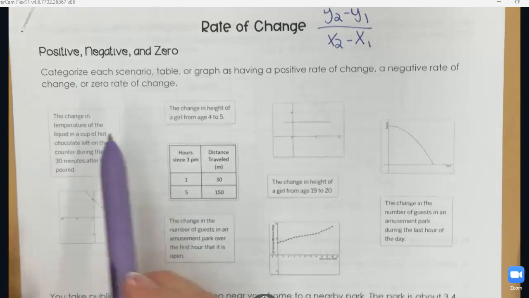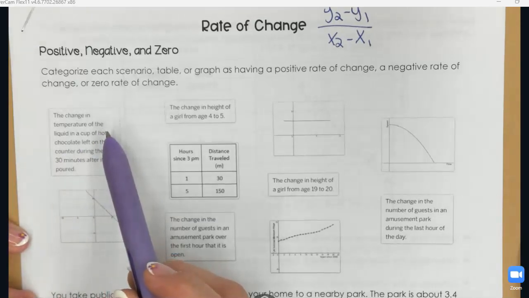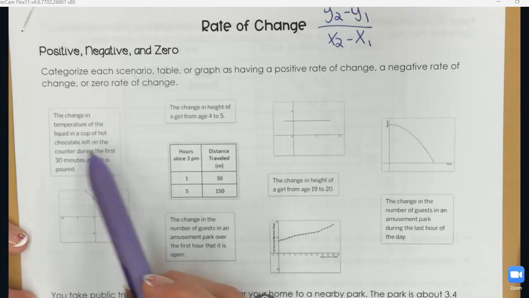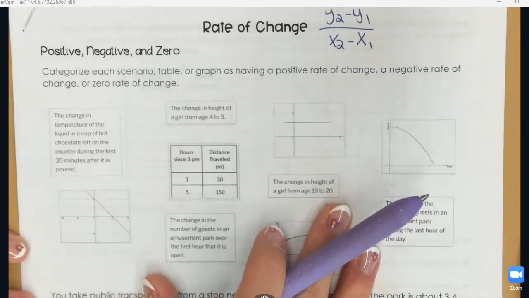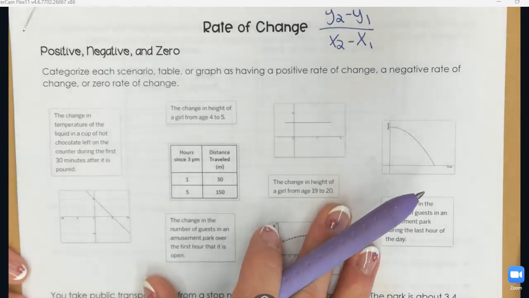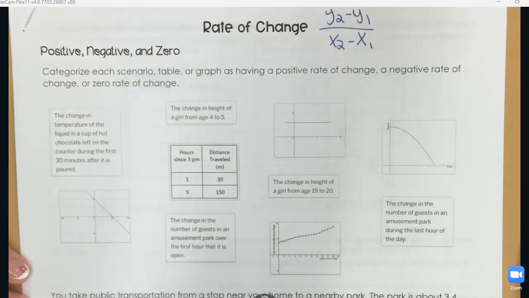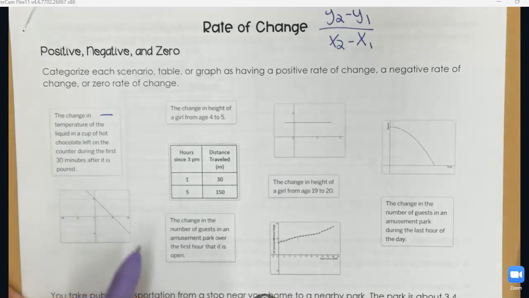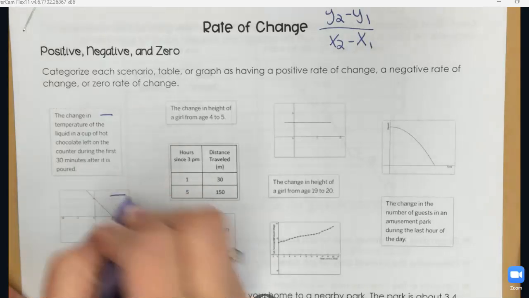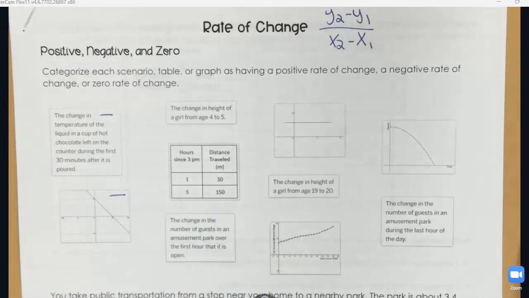So, for example, the change in temperature of a liquid in a cup of coffee, a cup of hot chocolate left on the counter during the first 30 minutes after it's poured. Well, we know that it's probably going to start out hot, and over time the temperature is going to decrease as it approaches room temperature. So that is going to be a negative rate of change. Looking at this graph right below it, that is linear, and I would be walking downhill if I was walking across that graph, so that would be a negative rate of change as well.